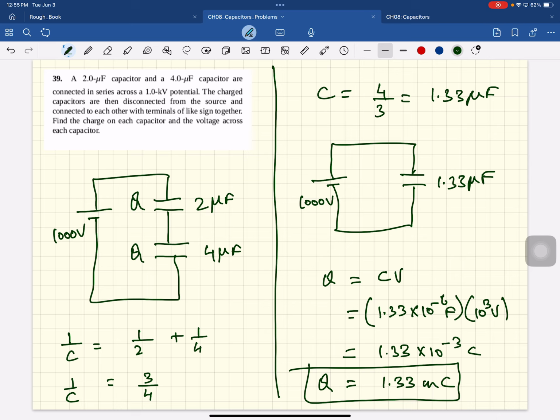Now what you're going to do is disconnect them, okay, and connect each terminal of like sign together. So this was positive charge, this was positive charge. You're going to connect the two positive together and the two negative together.